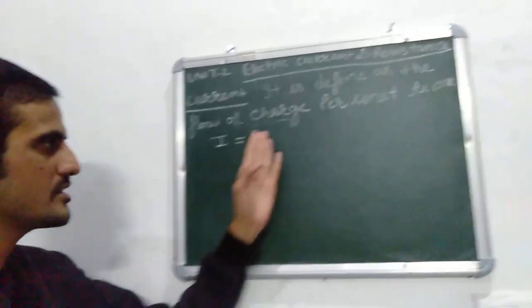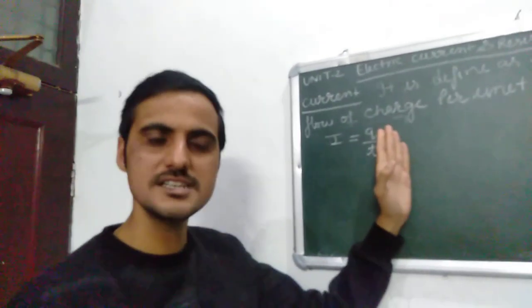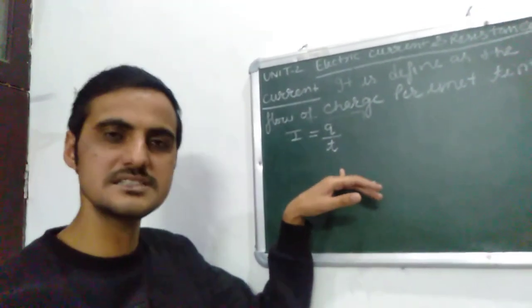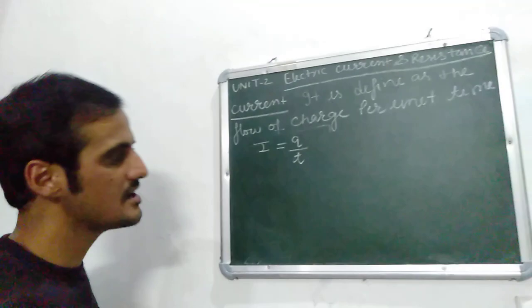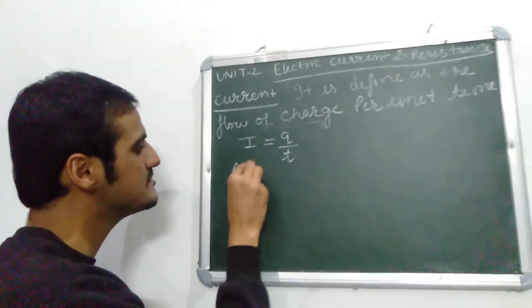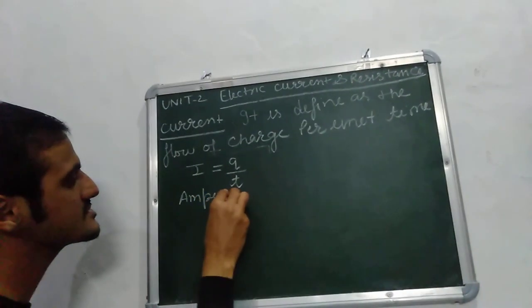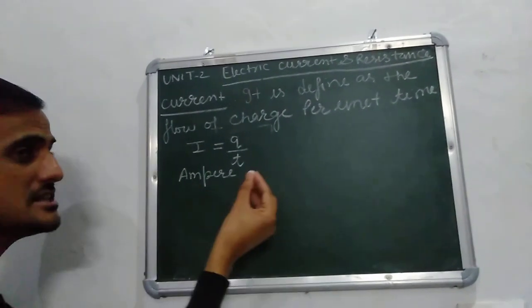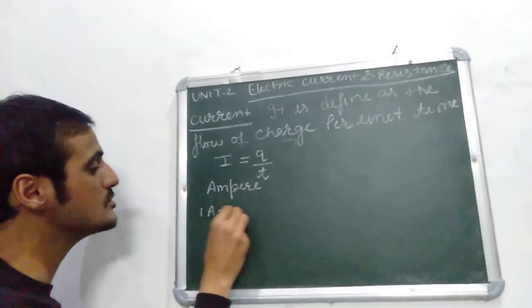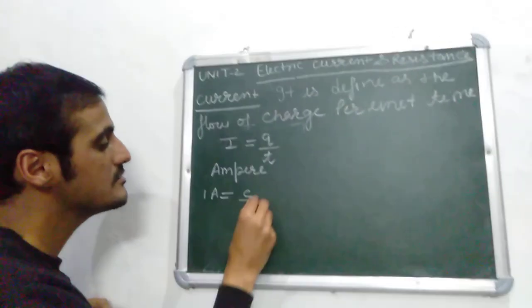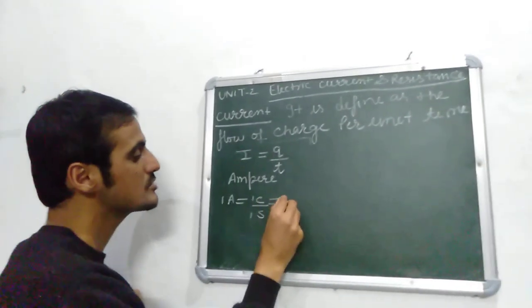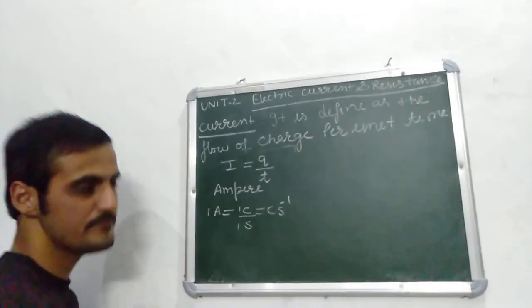What is Q? Q is charge, its unit is coulomb. What is T? It is time, its unit is second. In other words, the unit of current is ampere. Then what is ampere? 1 ampere is equal to 1 coulomb per 1 second. Coulomb second inverse is equal to ampere.